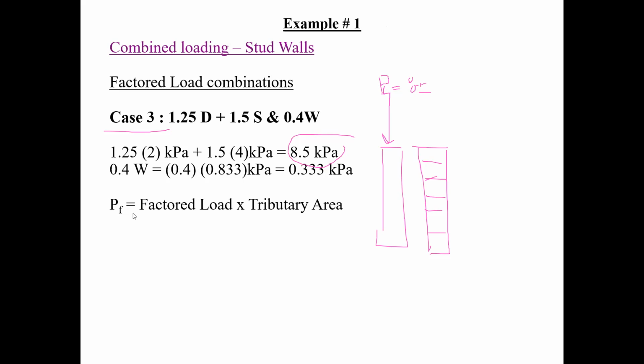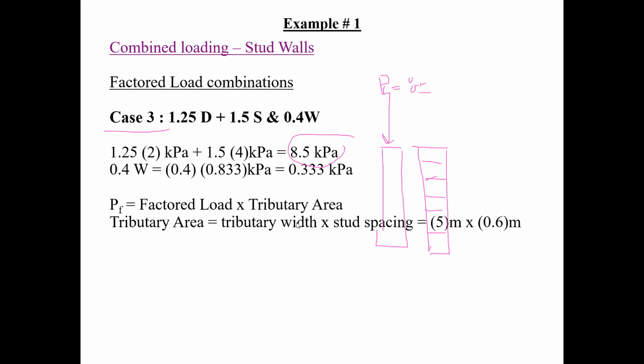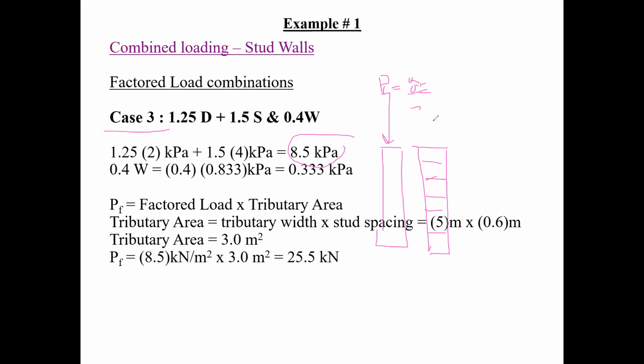And of course, PF is equal to the factored load times the tributary area, and the tributary area is the tributary width times the stud spacing. So I get a PF value of 25.5. I hope everybody can appreciate this: your studs are every 0.6 meters, and the width is tributary. One tributary width multiplied by the other gives you a tributary area, and we end up with 25.5 kPa. So my PF right now is 25.5. That's the axial force.